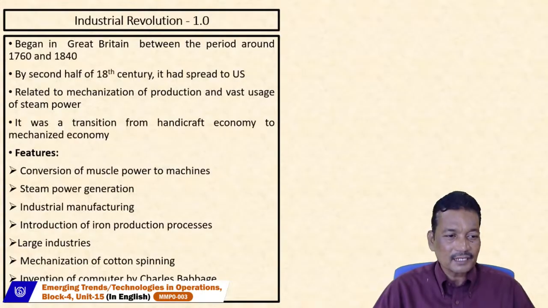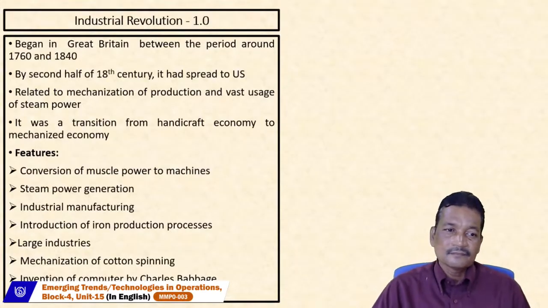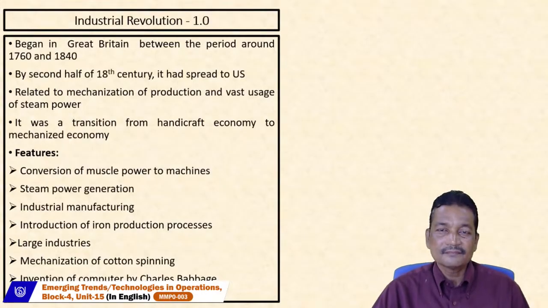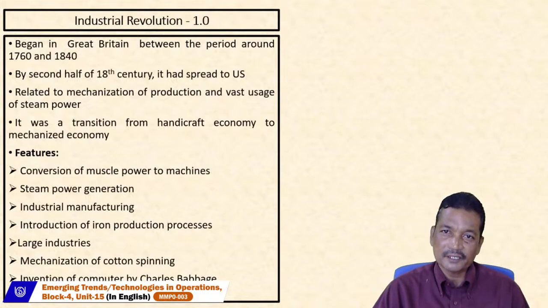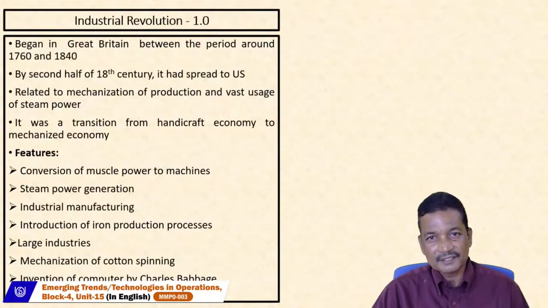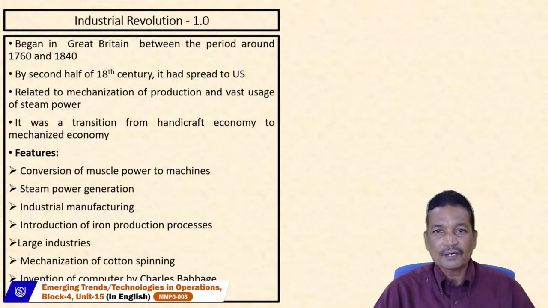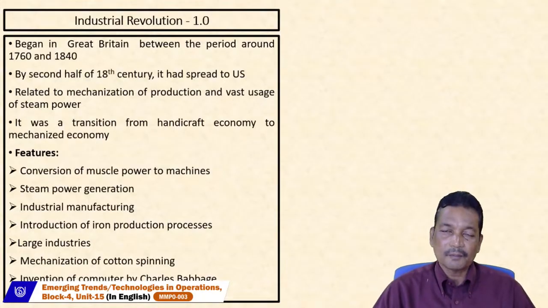And the manufacturing, which was earlier done by handicrafts, was now changing to industrial manufacturing. All these things needed production of iron because it had to be used in the construction of facilities, machines, boilers, etc. So, iron production processes were introduced during the first industrial revolution. Large or big industries started to come up with a very high volume of production.